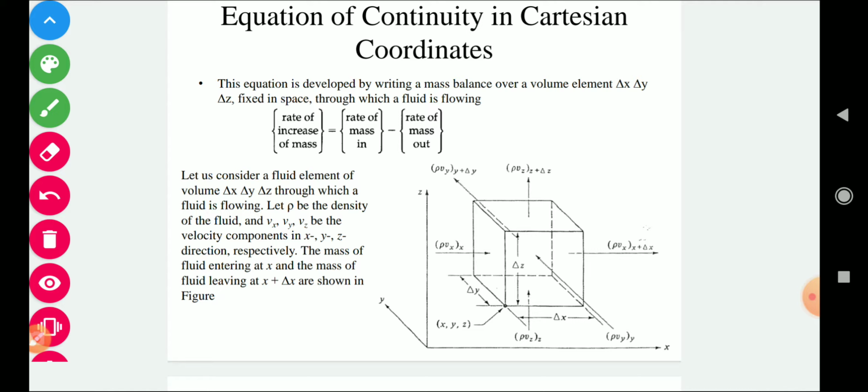To derive the equation of continuity, let us consider a controlled volume which has a volume of delta x into delta y into delta z. So the height, width and length of the controlled volume are delta z, delta y and delta x. Let rho be the density of the fluid and Vx, Vy and Vz be the velocity components in the x, y and z directions respectively. The mass of fluid entering at x and the mass of fluid leaving at x plus delta x are shown in the figure.